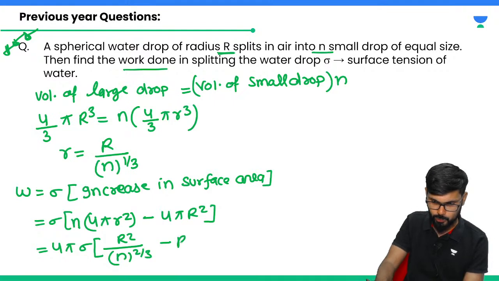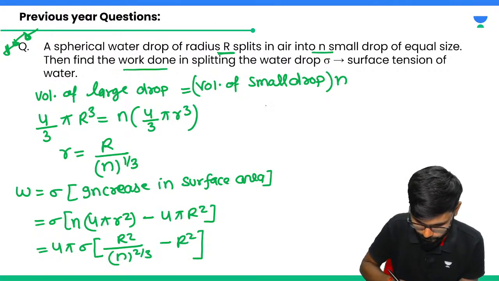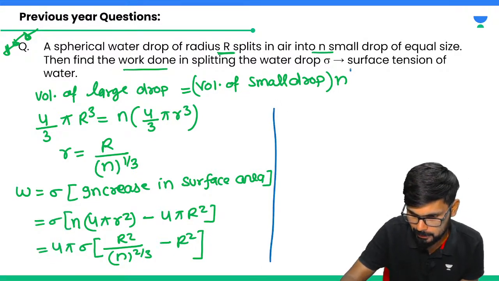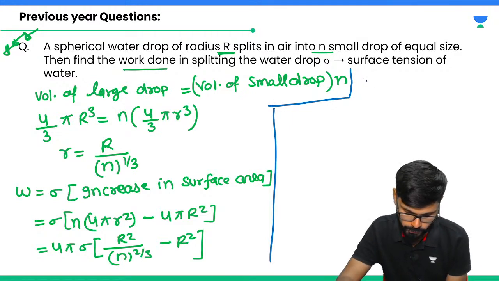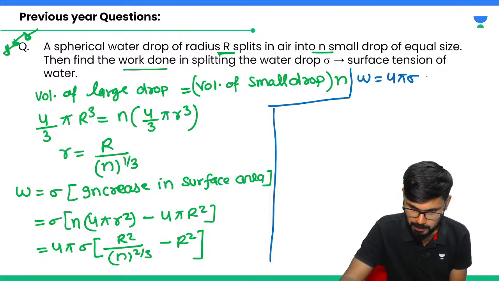Minus how much? R square. So finally I am writing here with another color. Finally I am going to write: W is equal to 4 pi sigma r square.